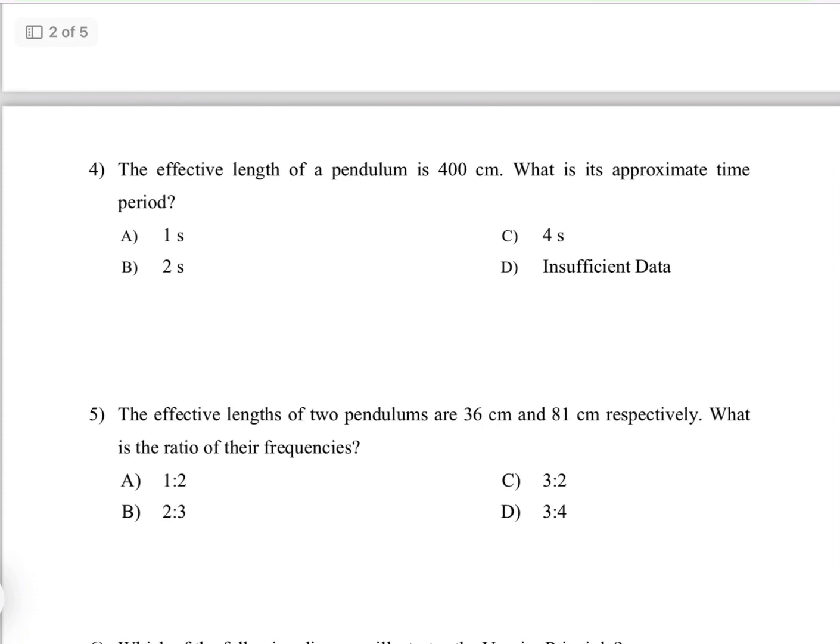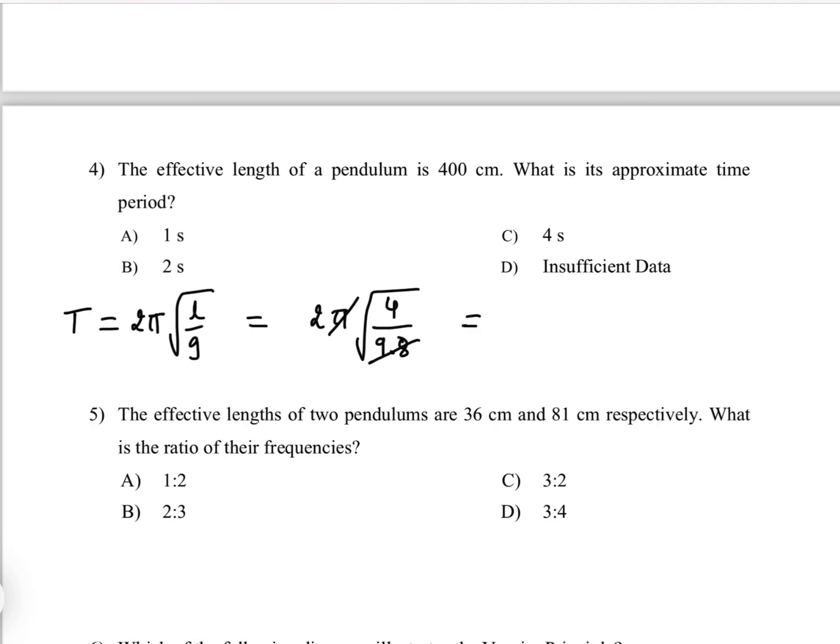Next, question number 4. The effective length of a pendulum is 400 centimeter. What is its approximate time period? Time period can be calculated using T is equal to 2 pi under root L upon g. So that is equal to 2 pi under root, length is 400 centimeter. If we convert that in meter, that is 4 meter. g is 9.8 meter per second square. Now we know that under root 9.8 is approximately equal to pi. So we can cancel them. So on simplifying this, we get 2 into 2, that is 4 seconds. Option C.